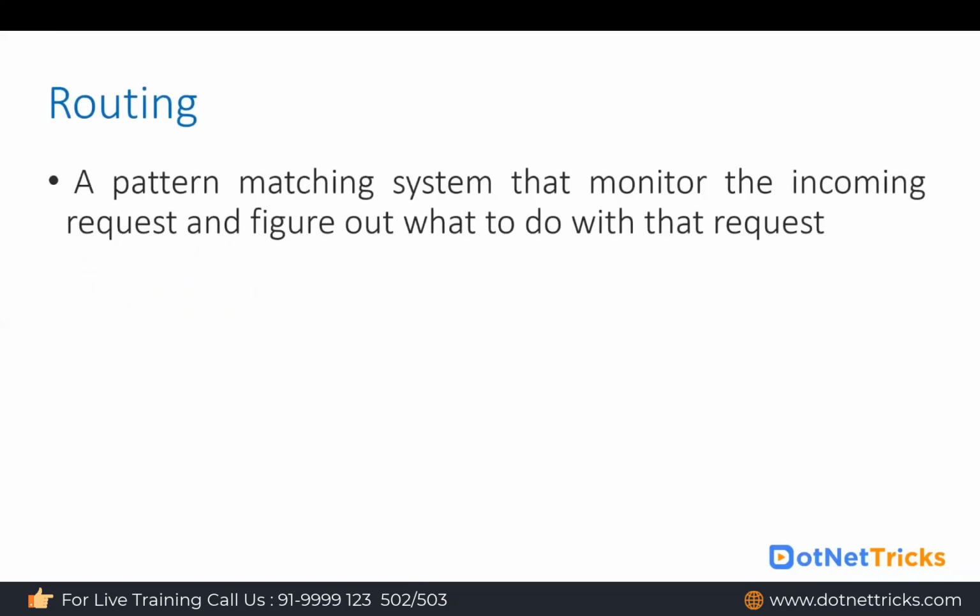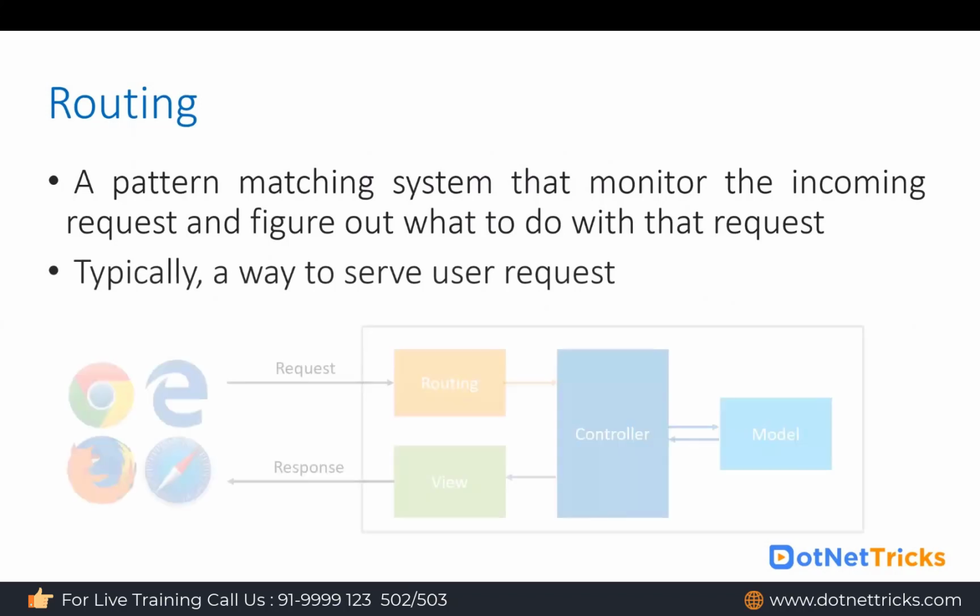So guys, if you're talking about routing, routing is a pattern matching system that monitors the incoming request and figures out what to do with the request. So every time in ASP.NET Core you make a request, that request is first handled by the routing system. The routing system decides what to do with that request. So you can say typically it is a way to serve the user request.